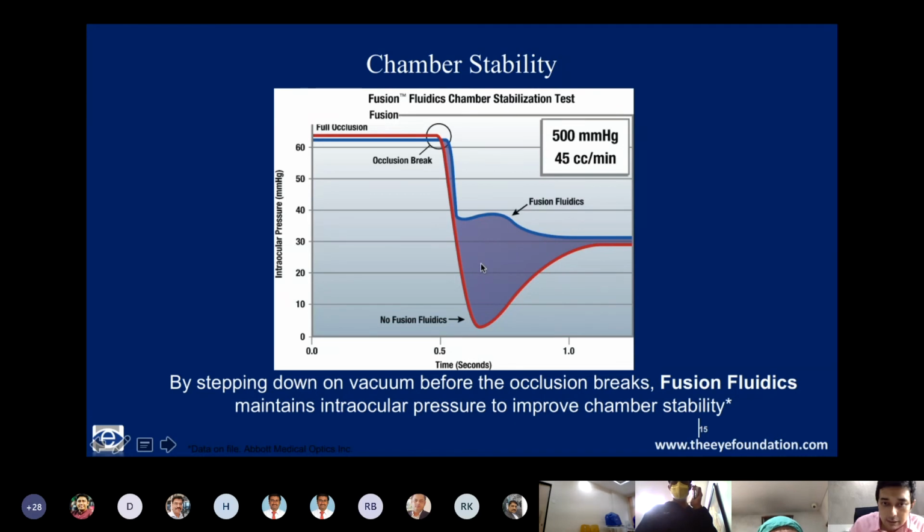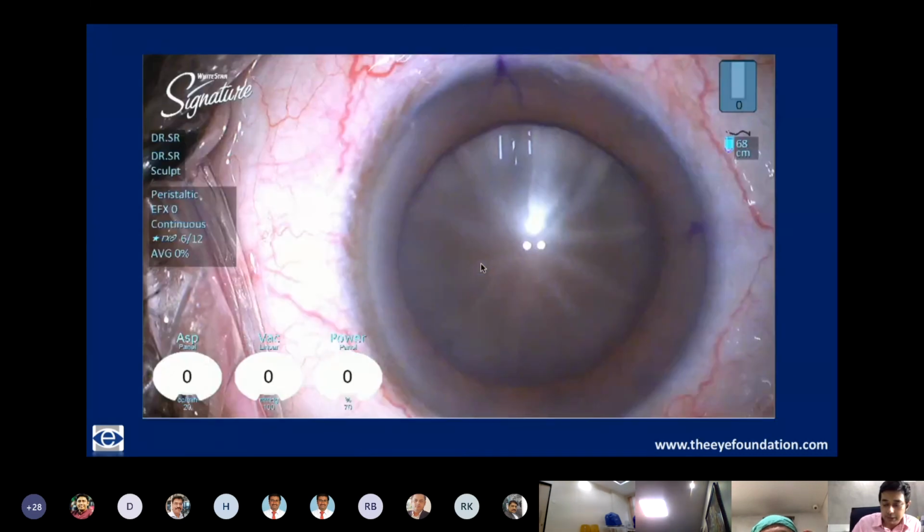So this CASE technology, or the automatic occlusion sensing technology, has really helped in providing great chamber stability and stepping down your vacuum before the occlusion breaks. So that is my theoretical part of the talk. And now I'll take you all through a series of few videos which I have put together: a couple of hard cataracts, an intumescent cataract, small pupil, a slightly floppy iris, PXF. All these have been put together so that we can discuss different situations and what techniques we're using in each of them.